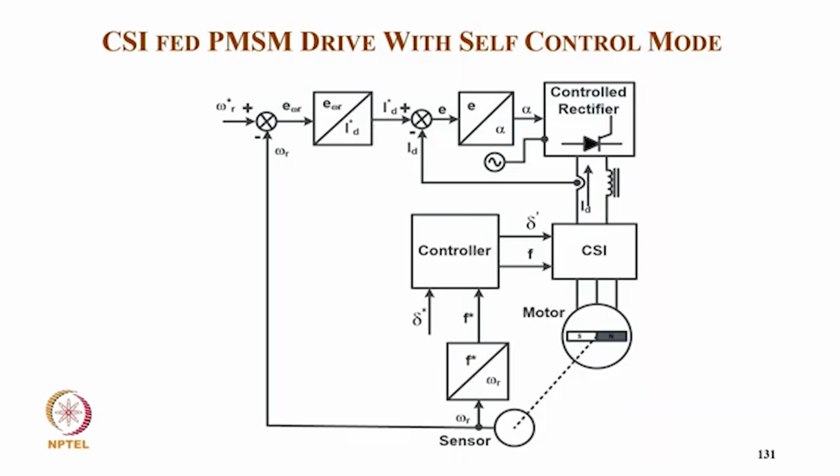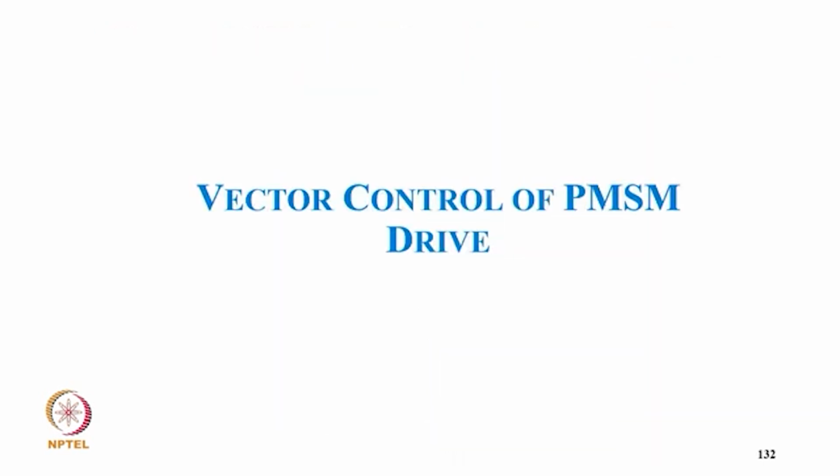Then typically the current source inverter is also used for that. So we have a speed sensor again, and from the reference speed and actual speed the error we give to the controller which gives our ID, and we have a feedback DC link current, from which we control the firing angle for the controlled rectifier to decide the DC link current as a current source, and from frequency and power angle we are able to get the frequency and angle for the current source inverter feeding your permanent magnet synchronous motor drive.